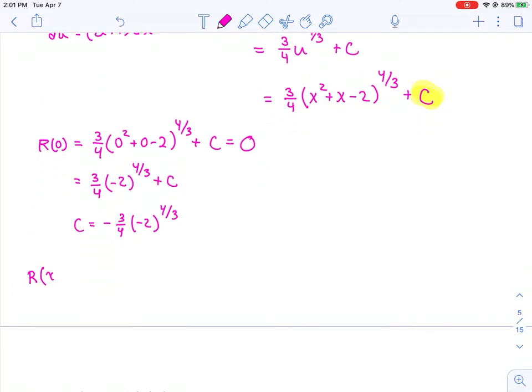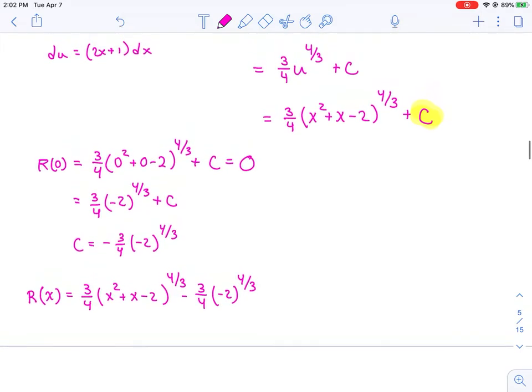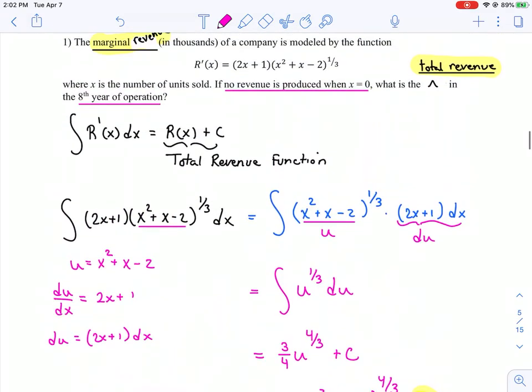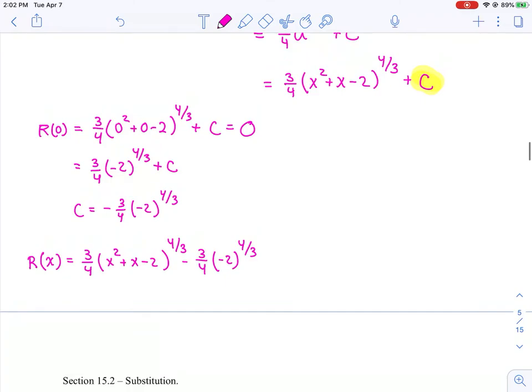So the revenue function is 3/4 times x squared plus x minus 2 to the 4/3 power minus 3/4 times negative 2 to the 4/3 power. To answer the question, what is the total revenue in the 8th year of operation, we're going to substitute 8 in for x.